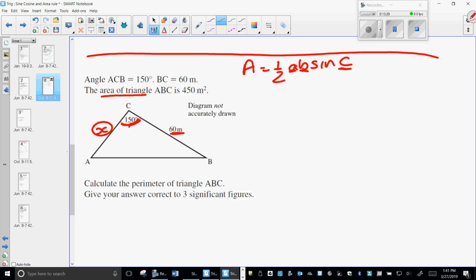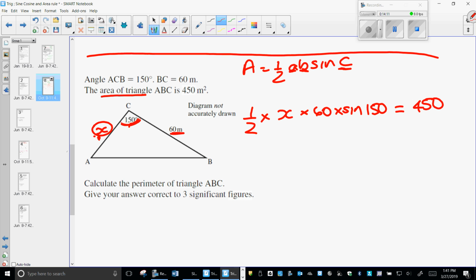Okay, good. So we're going to set ourselves up an equation. A half multiplied by x, that's what I called it, multiplied by 60, multiplied by sine 150, has to equal 450. Again, I can use the information I've been given: the area of the triangle, an angle and one side length. So the other side length I can calculate has to be this one here. I've called it x and stuck it in my formula.